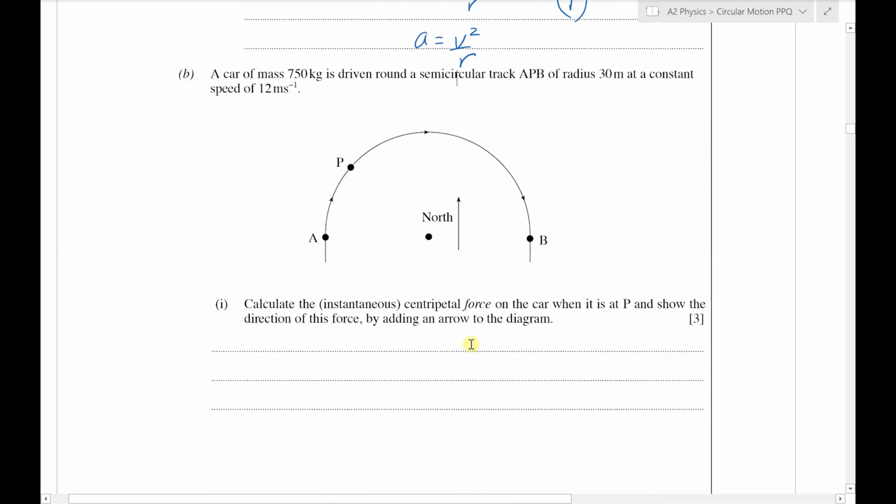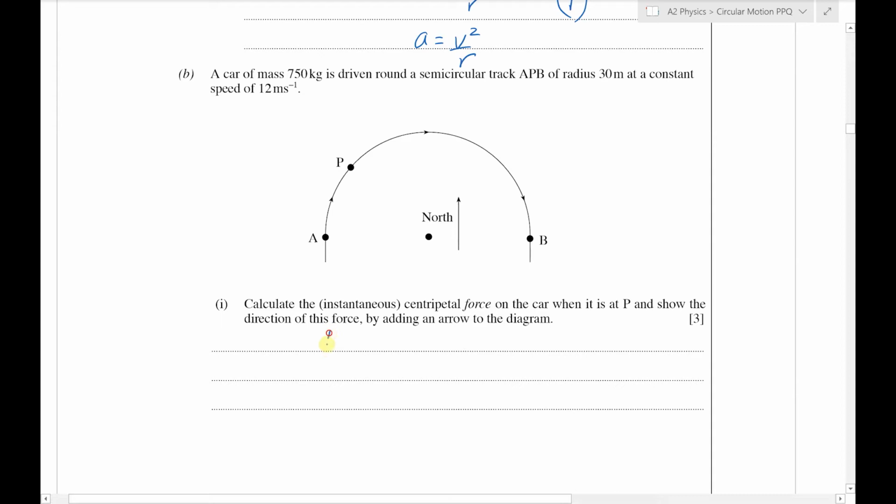Next, a car of mass 750 kilograms is driven around a semicircular track APB of radius 30 meters at a constant speed of 12 meters per second. And we've got to calculate the instantaneous centripetal force on the diagram when it's at point P and show the direction of this force by adding an arrow to a diagram.